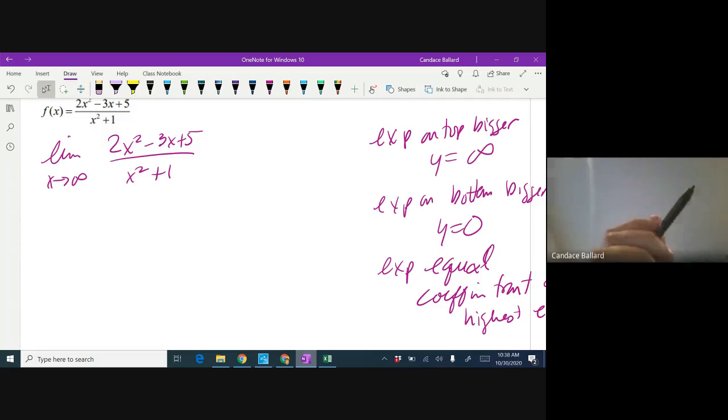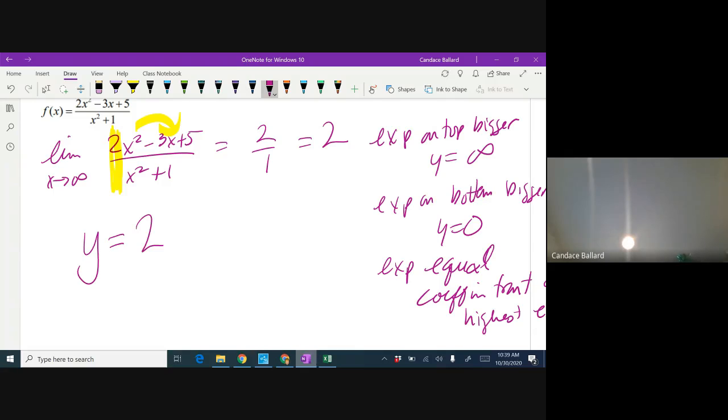All right, I'm seeing a bunch of equals. Good. So that means I am only looking at the exponents in front of the highest exponent, and you could get fooled by this one. Sometimes they'll move the highest exponent backwards somewhere, so just make sure you have the highest. In this case I would be looking at 2 over 1. So my limit would be 2. My horizontal asymptote would be y equals 2. So if they ask for the horizontal asymptote, that's what you would give them.